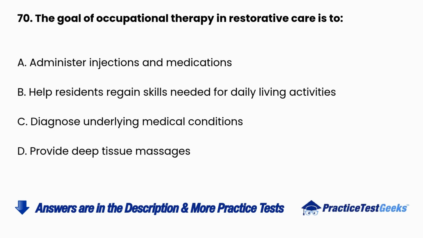70. The goal of occupational therapy in restorative care is to: A. Administer injections and medications. B. Help residents regain skills needed for daily living activities. C. Diagnose underlying medical conditions. D. Provide deep tissue massages.